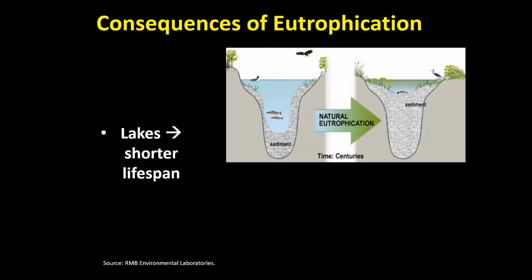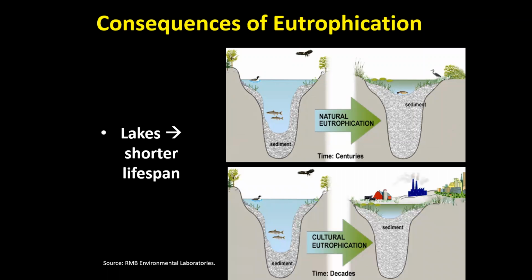Now, all lakes have a lifespan. They gradually fill up with sediment and cease to become lakes. They may be wetlands for a while and then they become dry land. So what happens is that with eutrophication, the lifespan of lakes, rather than being centuries, may go down to decades because they fill in faster.